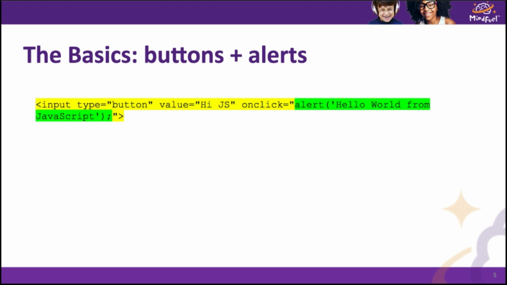The type is button, so the computer displays a button control. The value attribute is used to put any text caption you want onto the button. For this example, we have chosen for our button to say Hi JS. Then the computer waits to see if the user clicks the button with their mouse or a tap on a touch screen.